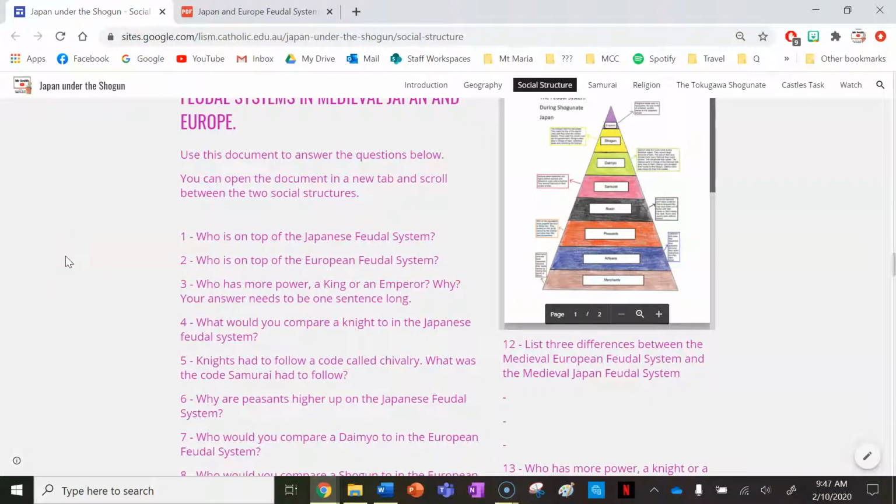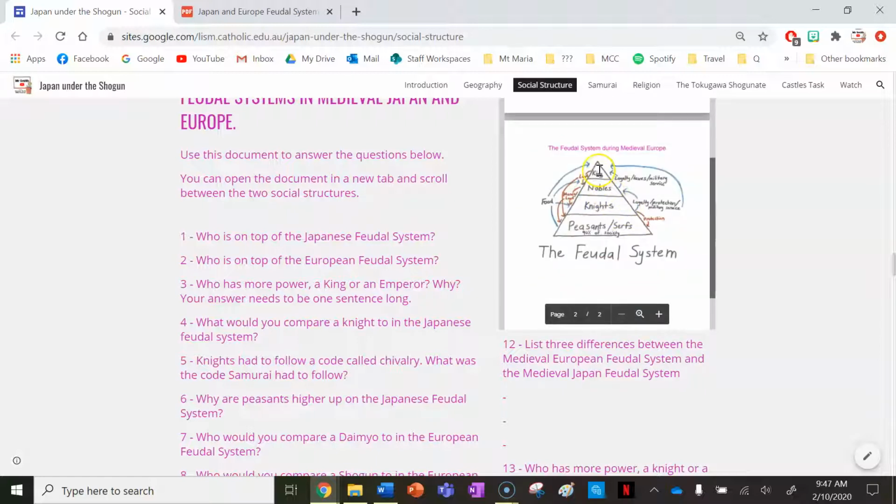Number 1, who is on top of the Japanese feudal system? We can see that's the emperor. Number 2, who is on top of the European feudal system? We can see that's the king. Number 3, who has more power, a king or an emperor, and why? Your answer needs to be 1 sentence long.